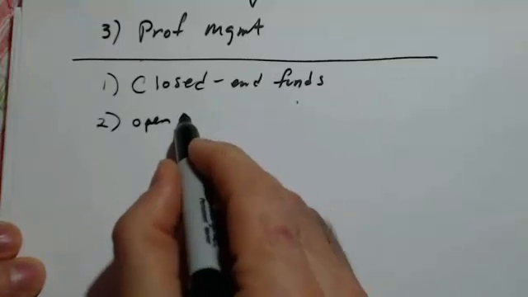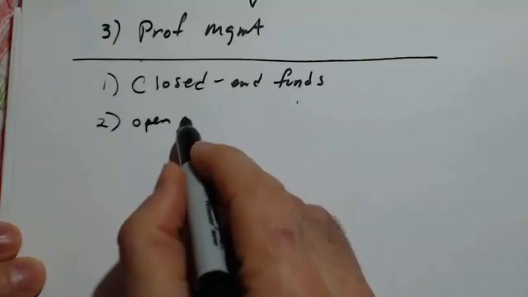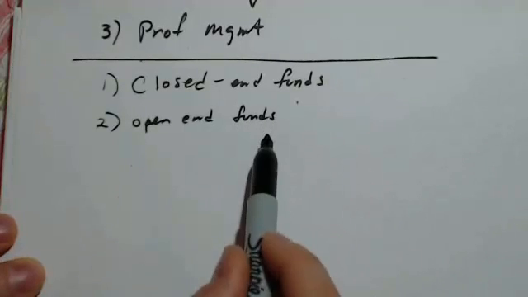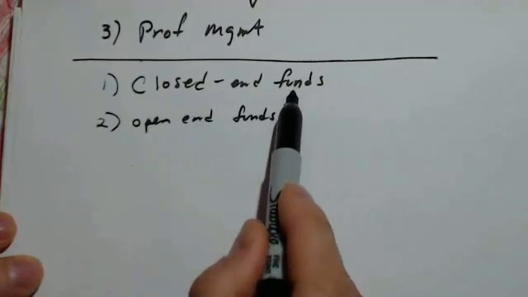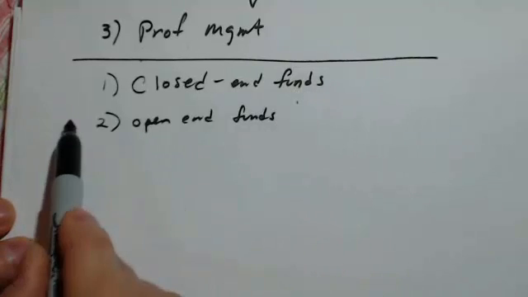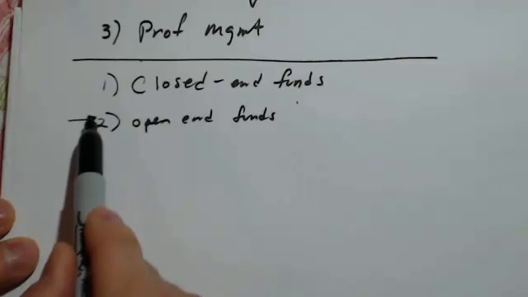Compare that to open-ended funds, which is the next one I want to do, which are really called open-ended funds or mutual funds. These are by far the most popular. These closed-end funds are popular. You'll find them listed in the Wall Street Journal. They're out there, but this is gigantic.